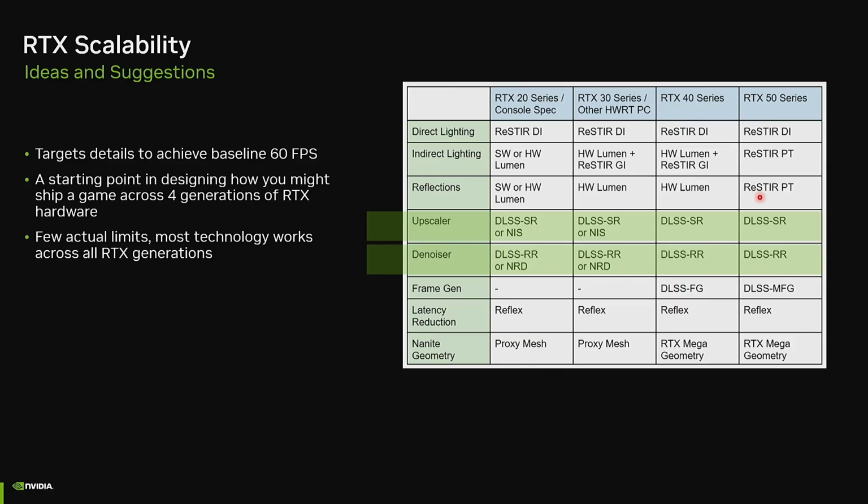Upscalers and denoisers have a lot of the same considerations. There's very little daylight between them. At a very simple level, you can use DLSS 4 super resolution and DLSS 4 ray reconstruction across all 4 generations. There's no restrictions there. The ORs here, where it says OR NIS or OR NRD, are if you're on non-RTX hardware. We give you other denoisers and other upscalers that you can fall back on if DLSS isn't available.